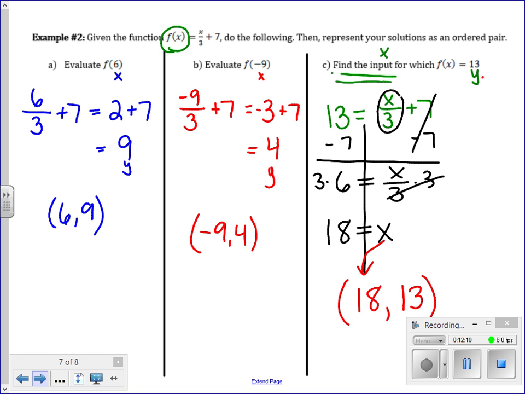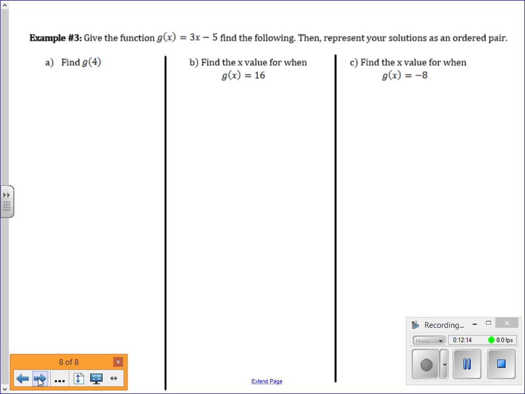All right, one more example. Let's practice going both ways with the function, giving an input and also being given an output. This time I have a function g of x, which equals 3x minus 5. It says find the following, then represent your solution as an ordered pair. First, we're going to find g of 4. 4 is in the parentheses, so it's an x value.